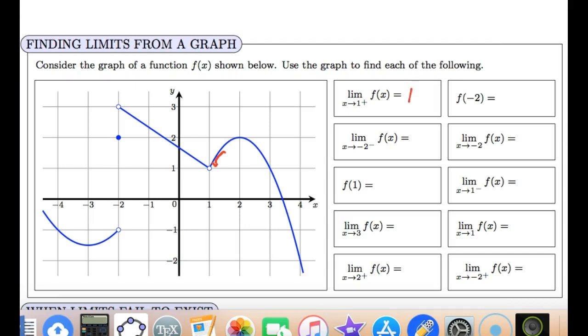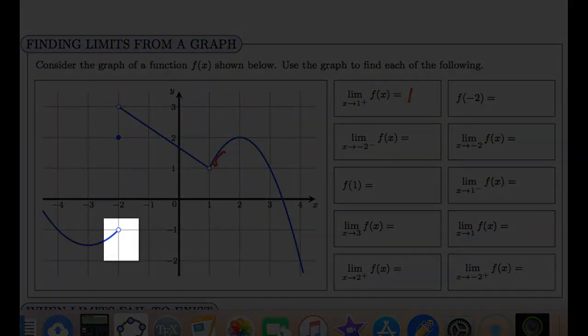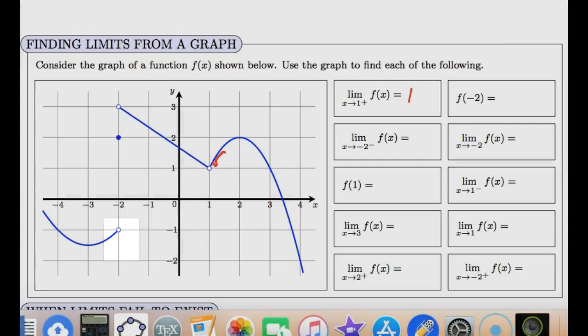The limit as x approaches -2 from the left. Here's -2. Left of -2 is this way, which is here. That means -1. Here's a function value, f of 1. Here's 1. There's an open circle there, and there are no filled-in dots anywhere. f of 1 does not exist. There's an open circle at 1.